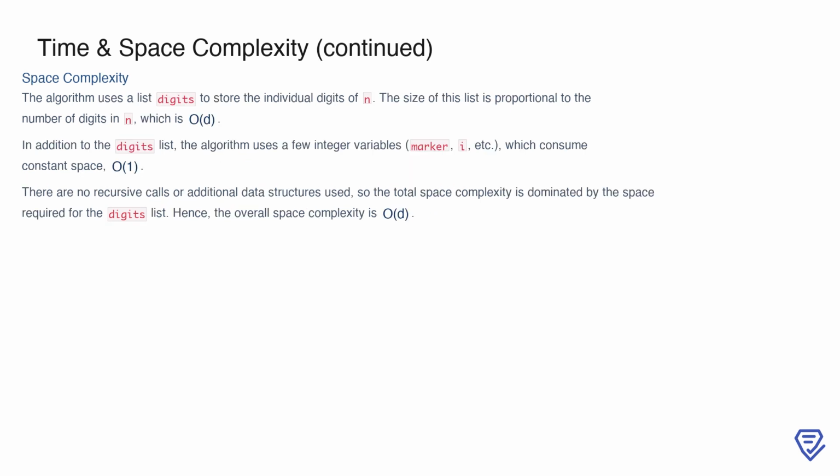Now let's look at the space complexity. The algorithm uses a list called digits to store the individual digits of the input number n. The size of this list is proportional to the number of digits in n, making it O(D). Apart from this list, the algorithm uses a few integer variables like marker and i, which require constant space, or O(1). Since there are no recursive calls, additional data structures, or auxiliary space requirements beyond the digits list, the space complexity of the algorithm is dominated by the storage of this list. Therefore, the overall space complexity is O(D). This means the algorithm is space efficient, as it only requires memory proportional to the number of digits in the input.